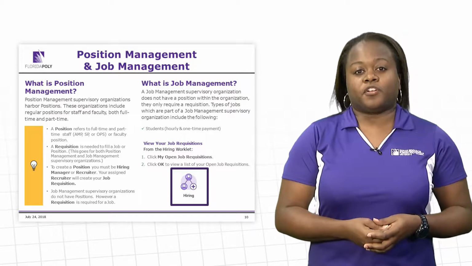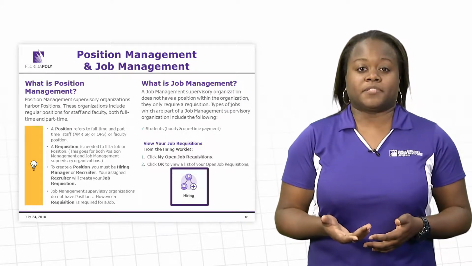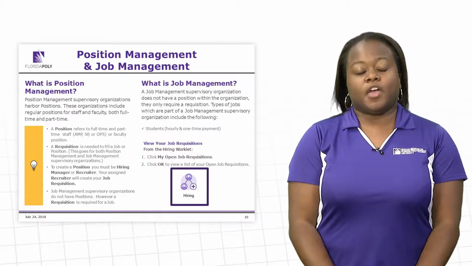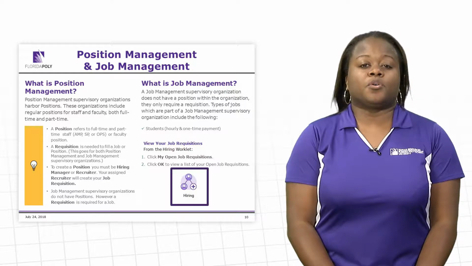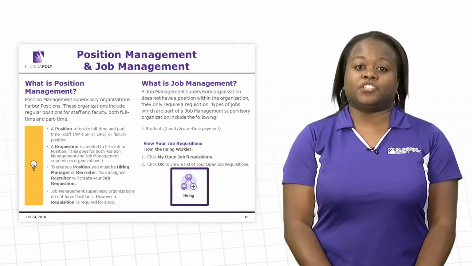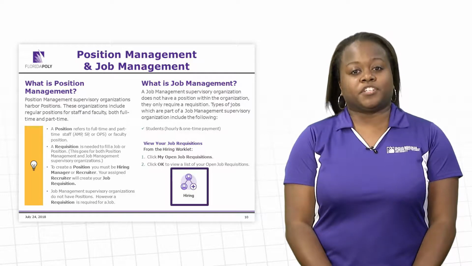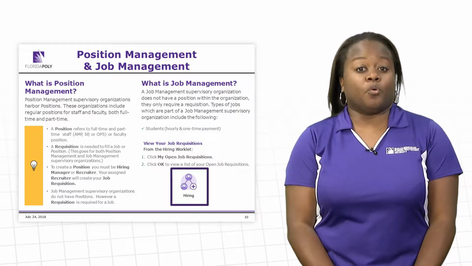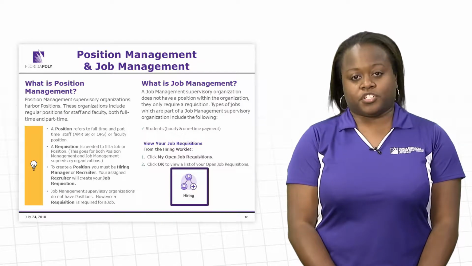A position refers to full-time and part-time staff, AMP, SP, or OPS, or faculty positions. A requisition is needed to fill a job or position. This goes for both position management and job management supervisory organizations. To create a position, you must be a hiring manager or recruiter. Your assigned recruiter will create your job requisition.